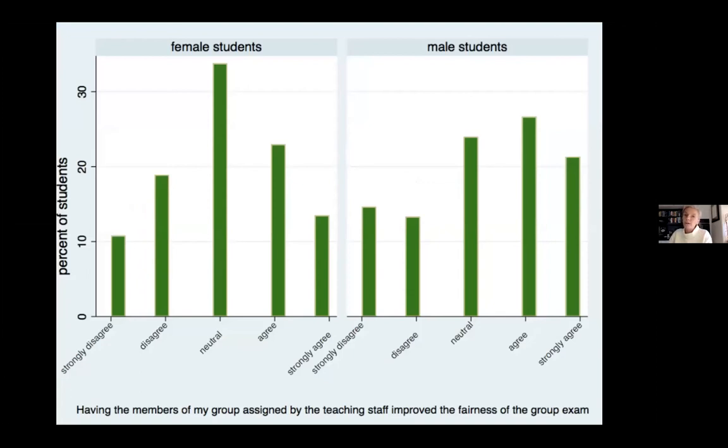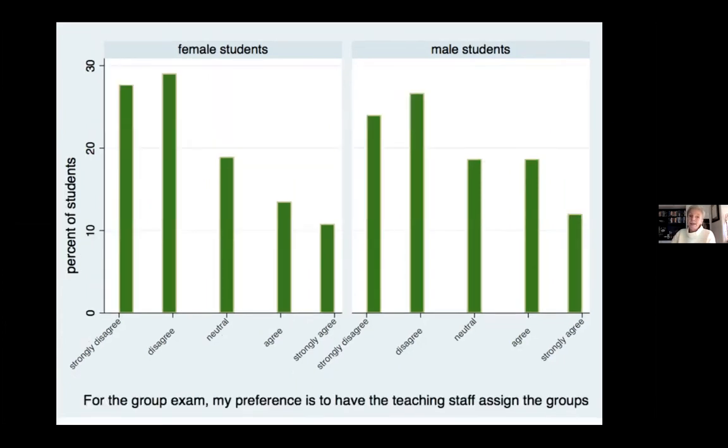So what you'll notice from the distribution is that male students tend to agree with that statement more than female students. Male students think that it would be more fair if you, as the instructor, assigned me my group. But then if you go to the next graph, this is the preference question. Even though male students think it's more fair, both male and female students would still prefer that they choose their own groups.